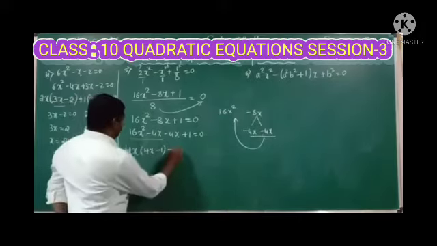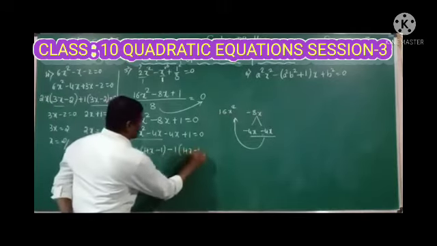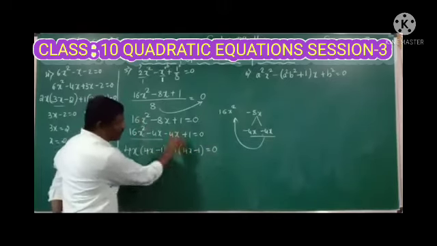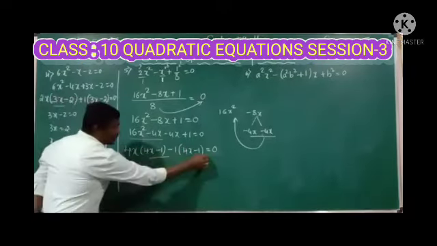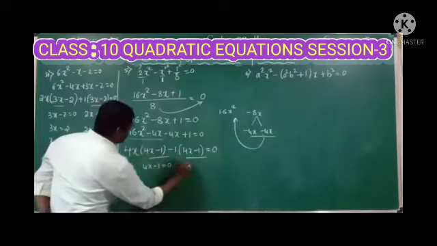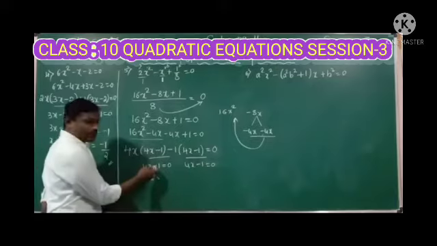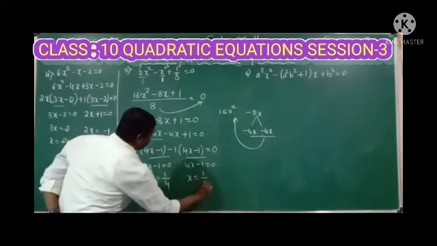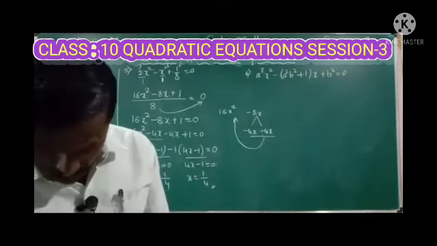Here, minus 1 is common: 4x minus 1 is equal to 0. Minus 1 into 4x, minus 4x; minus into minus, plus 1 into 1, plus 1, right? So again we are getting two common terms. 4x minus 1 is equal to 0, and one more term is also 4x minus 1 is equal to 0. Now take this minus 1 to the RHS side, x is equal to 1 by 4. Here also x is equal to 1 by 4. So these two are the required roots of the quadratic equation.